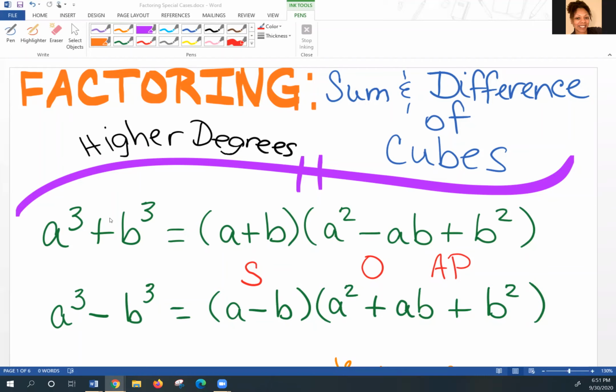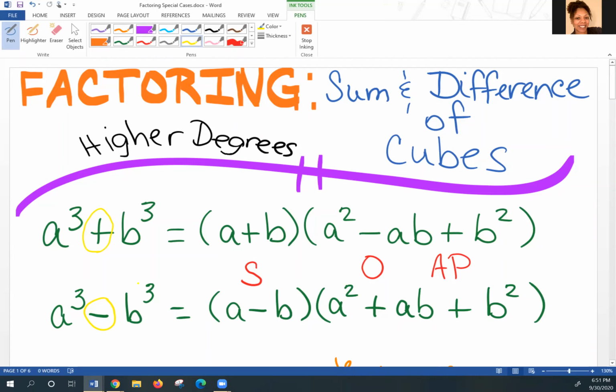So the sum, of course, represents the sign that's in the middle. So here we have a plus sign. So that's going to be the sum of cubes. And cubes is plural because the first term and the second term both are raised to the third power. The second rule has the sign of a subtraction sign. So that is the difference of cubes.